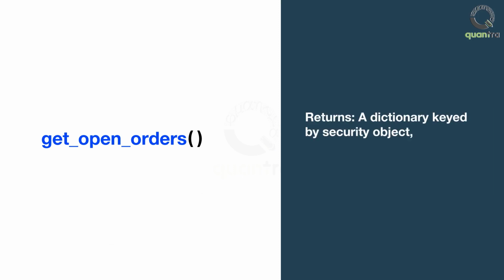The syntax to fetch all the open orders is get_open_orders(). The function returns a dictionary keyed by security object, with values that are lists of order objects.